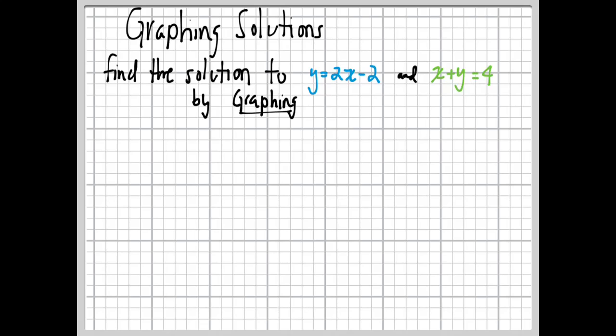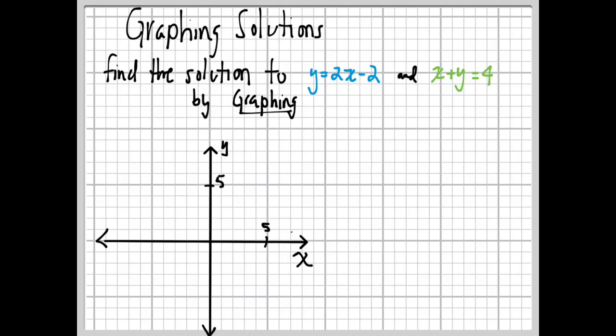Now we're not given a proposed solution. We have to figure it out. We're asked, what is the solution? And we're going to do this by graphing. So we draw our coordinate plane here, our axes, x and y axes, and we label them, give a scale, use nice straight lines, and we're going to graph each of these lines.